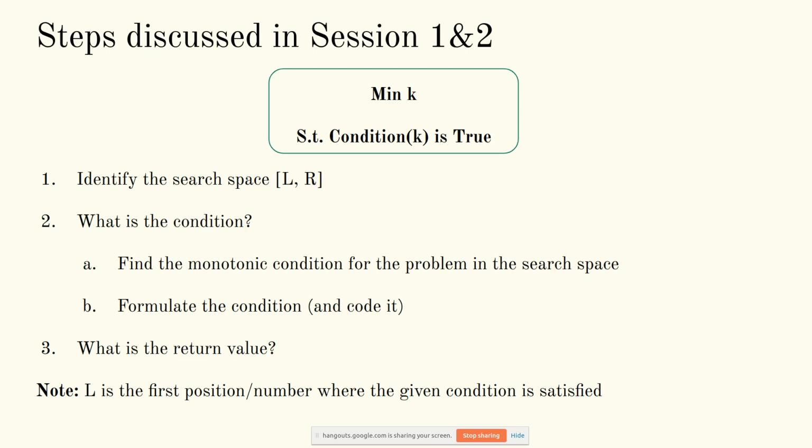For example, when we look at minimum value with a feasible condition, we return L, otherwise we return L minus 1. And here L is the first position where the given condition is satisfied.